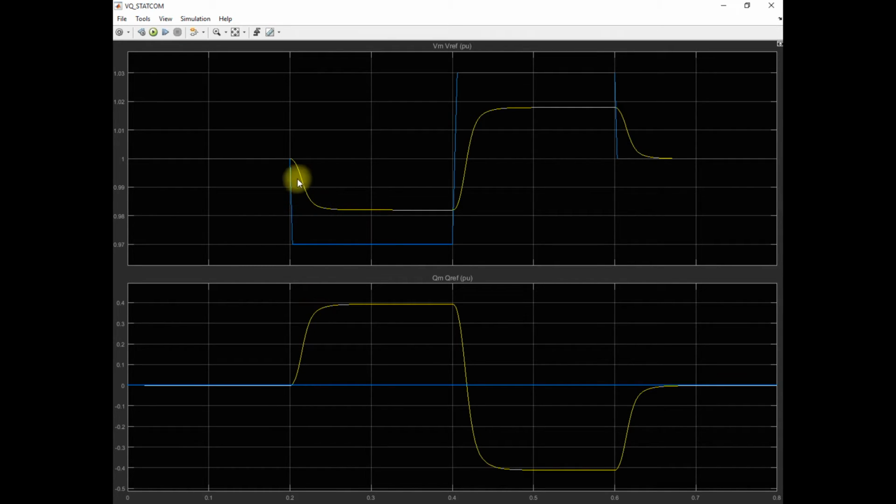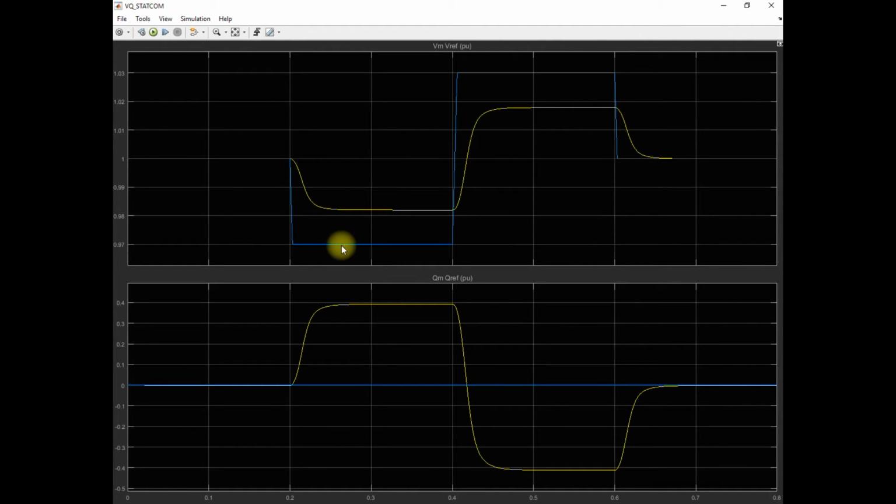Here, to decrease the voltage from 1 to 0.97 per unit, we require the absorption of reactive power from the system. You can see that here we inject positive reactive power into the system. It means that we absorb reactive power from the system to decrease the voltage level from 1 per unit to 0.97 per unit.